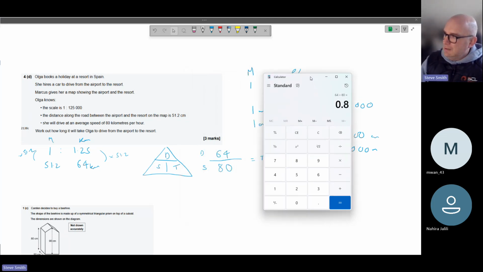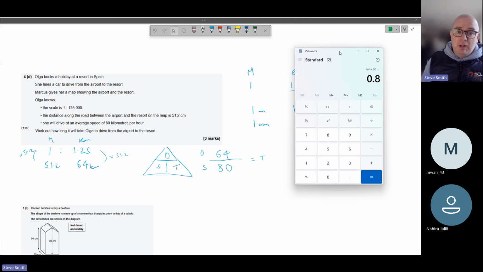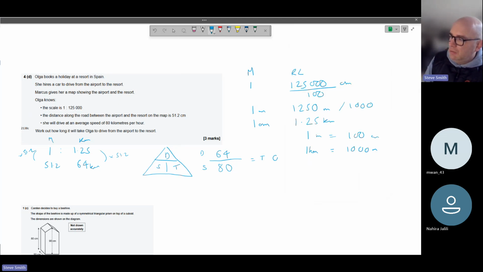But again, it's a case of use your tools while you've got them available. There's no point thinking, oh yeah, I can do that in my head, and then thinking, oh, actually, no, I can't. I've wasted a bit of time. So it's 0.8 of an hour. If I was told I'm going to take 0.8 hours to get a taxi, I wouldn't really know what that is. It's not 0.5, that's half an hour, and 1 is an hour.